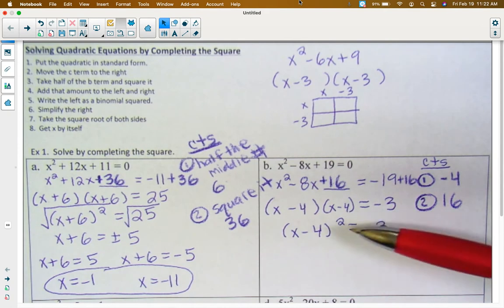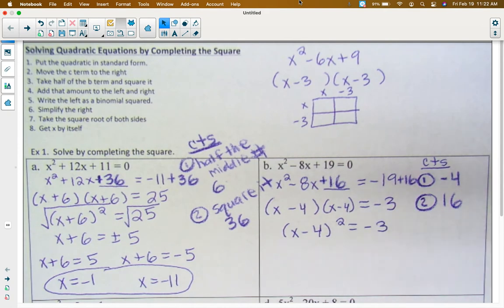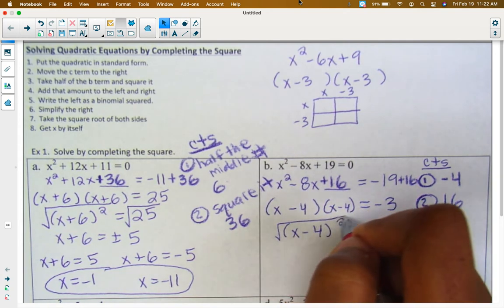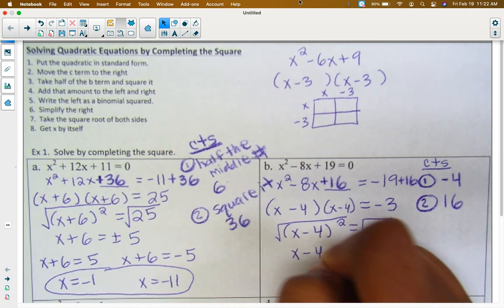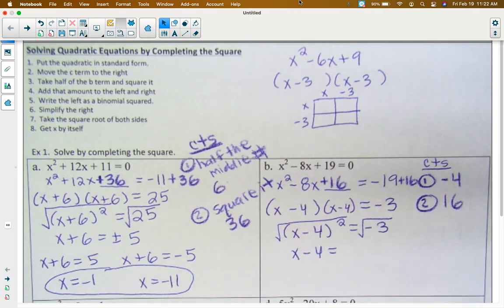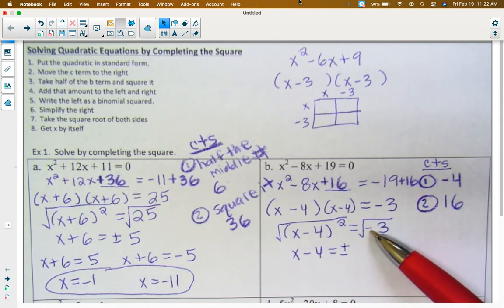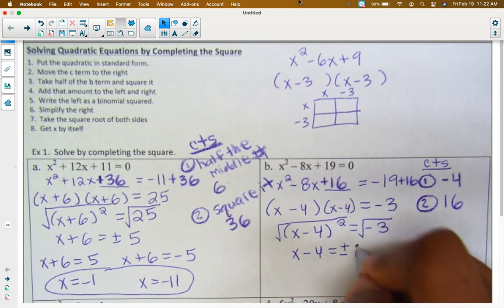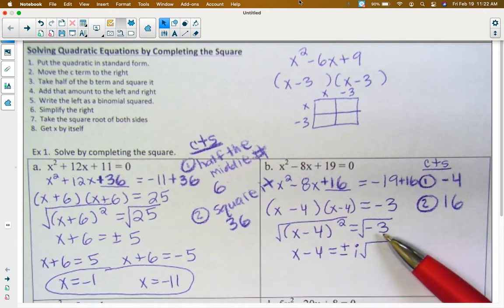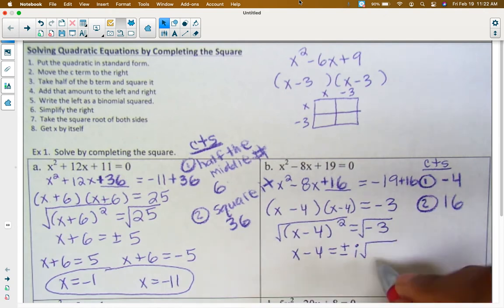The opposite of squaring something is to take the square root. So here we go. x minus 4 equals, all right, I'm going to do a couple of things here. We know when we take the square root, it's going to have the plus or minus. And I have a negative on the inside here, which means we need to take out the i part of the problem. And I cannot break down 3 any more than it already is.